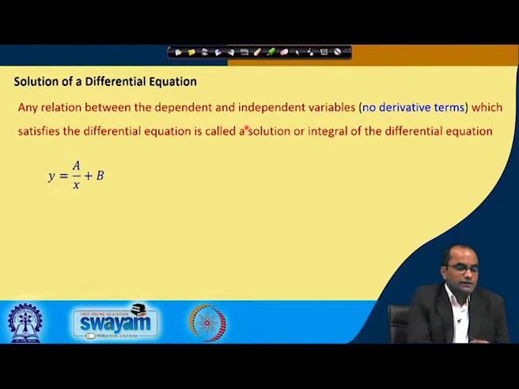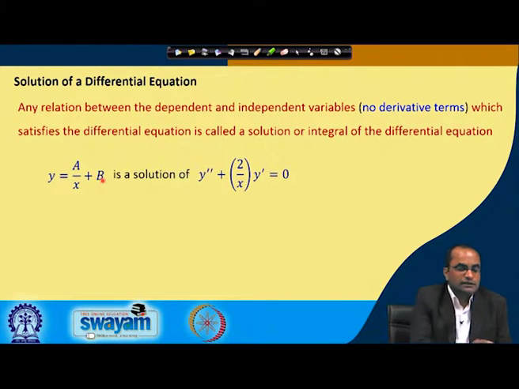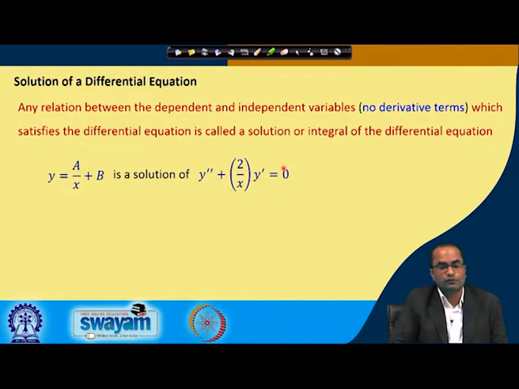For instance, we take this function, this relation between y and x with these two arbitrary constants. We can check that this is a solution of the differential equation y double prime plus 2 over x y prime plus 2 over x squared y equal to 0. Why is this the solution?